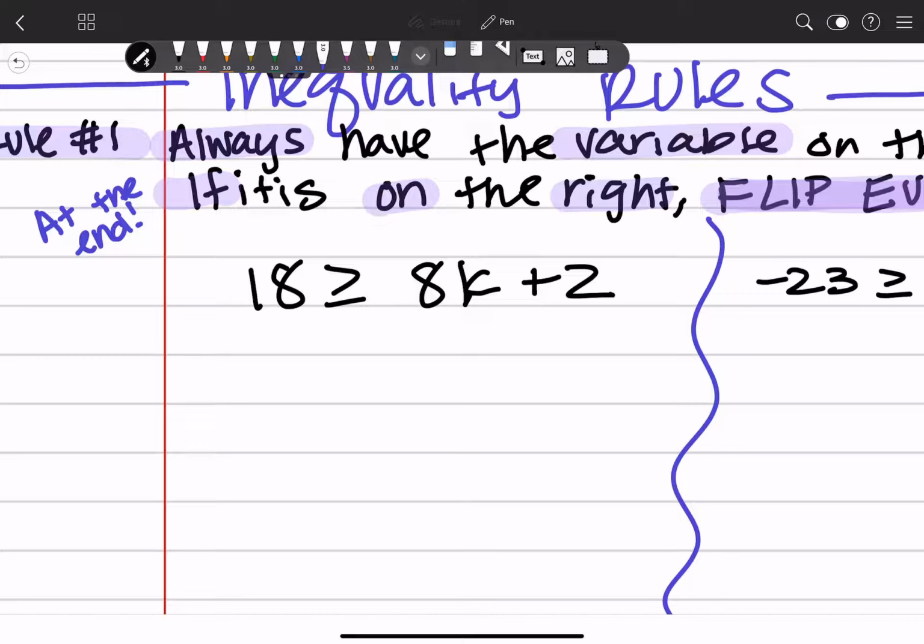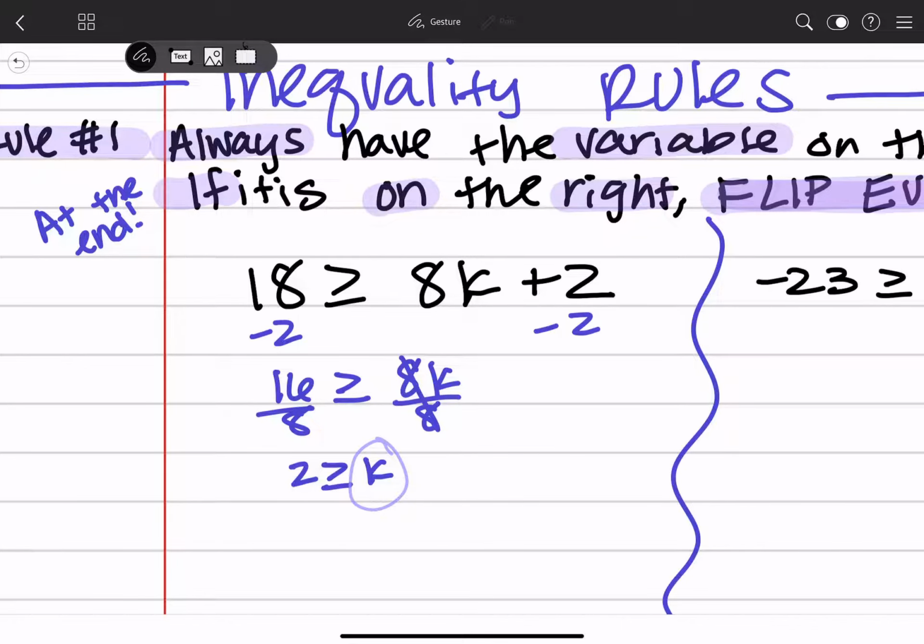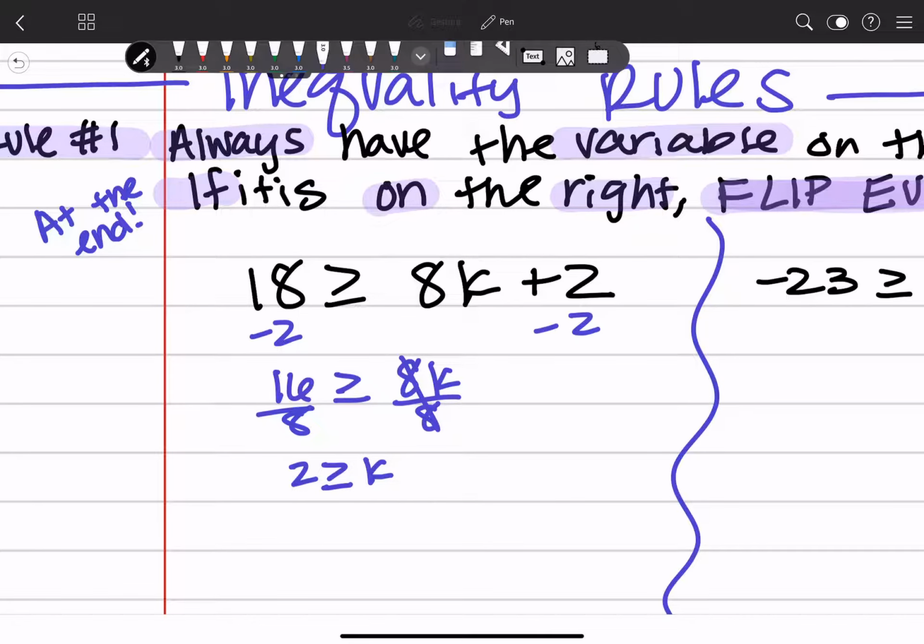So let's just solve like normal. We're going to do our inverse of subtraction of 2. Okay, we've got 16 is greater than or equal to 8k, because we just bring down our inequality. Divide both by 8 since it's being multiplied. 1's out. 2 is greater than or equal to k. And now, because this k is on the right side, you're going to flip everything. So first I'm going to write the k. And you notice my inequality right here is pointing at the k. So we're going to make sure it continues pointing at the k. And then we're going to write our number. And this right here would be our answer.